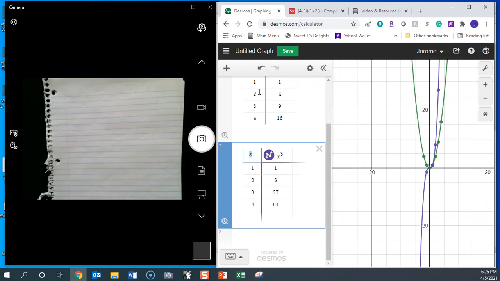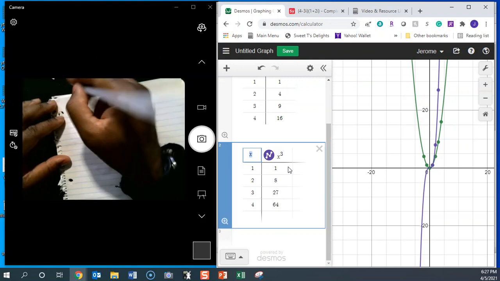So we look at 2. With this 2 here with the x squared, the y is 4. 2 here with the x cubed, y is 8. 3 here with the x squared, y is 9. 3 here with the x cubed, y is 27. As you see here, as your x increases, your y's get exceptionally larger than the y's here. So it's increasing at a faster rate with the x cubed.